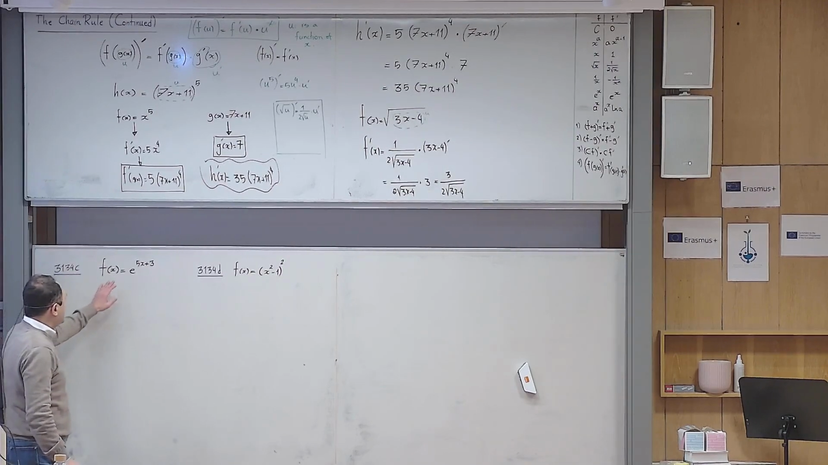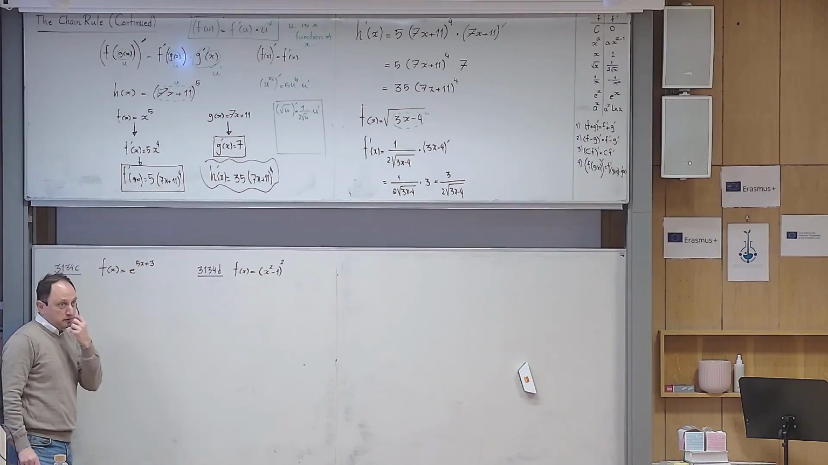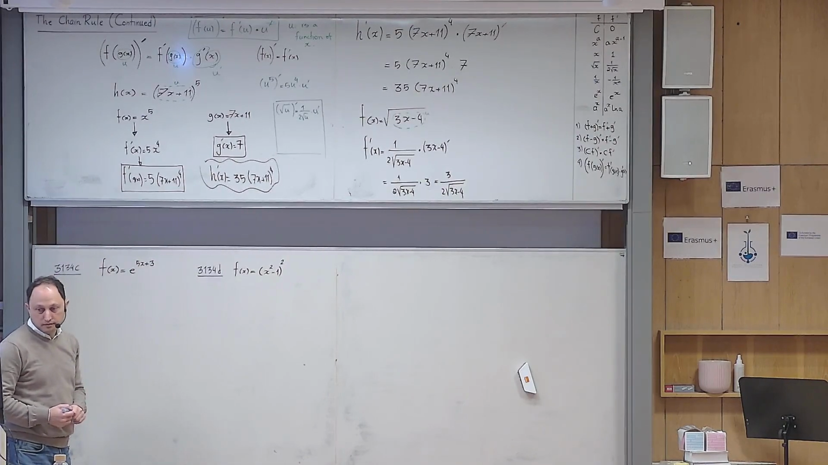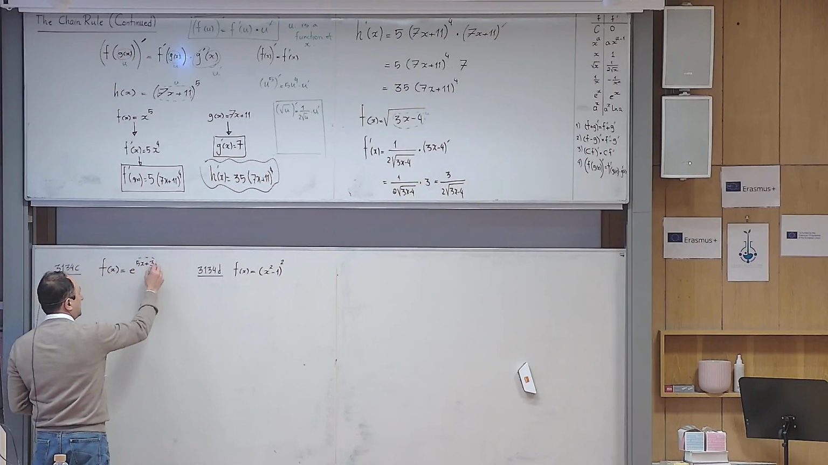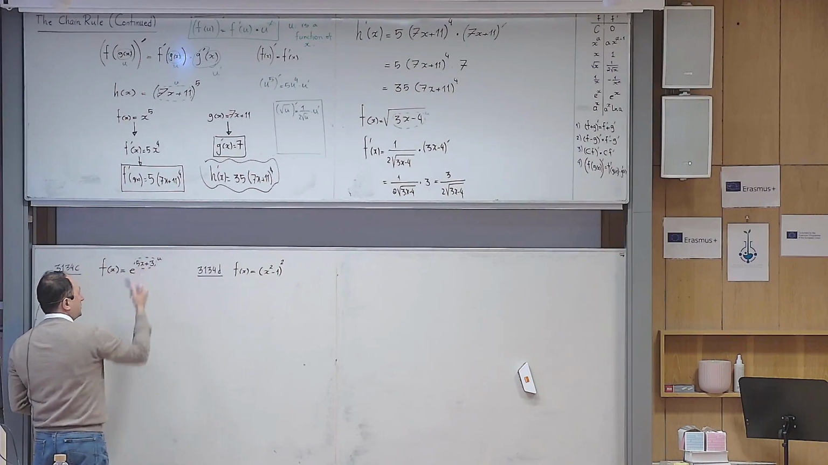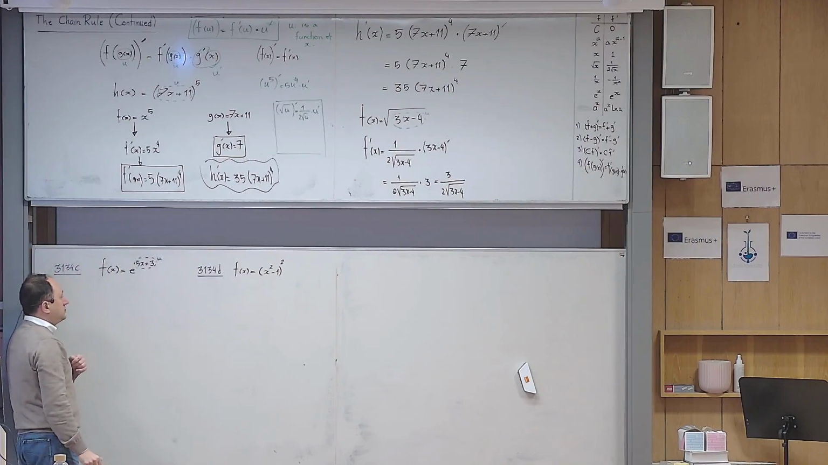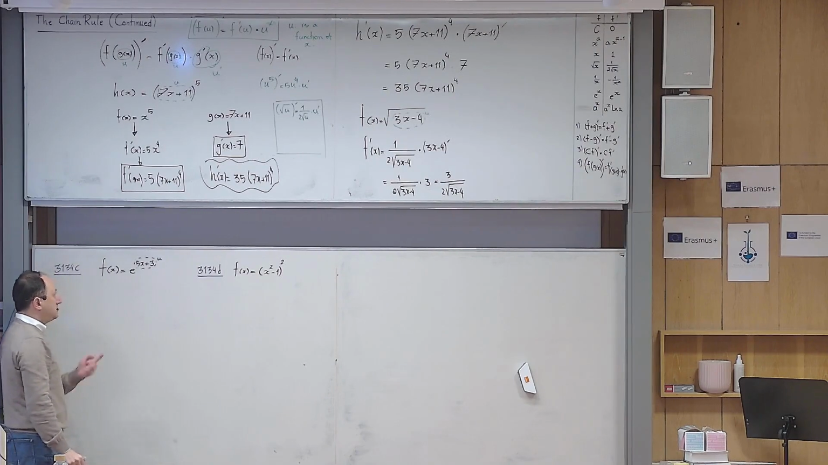So which choice is a suitable choice for you in this problem? 5x plus 3. 5x plus 3. But you just do it in your head, okay? I'm just explaining this because I want you to understand. And then, is it a good choice?